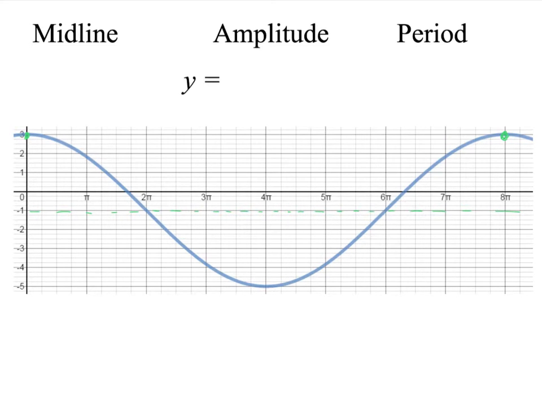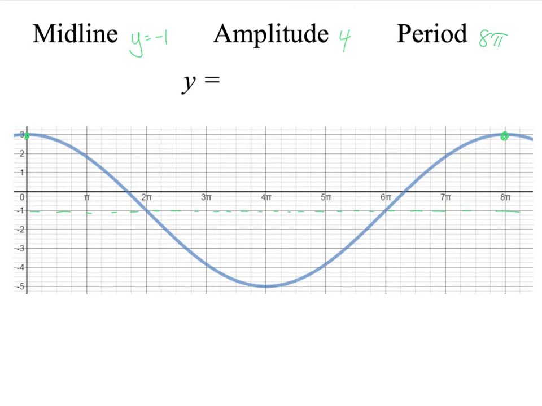Might be hard to see, but again, from -5 to 3 is 8. Half of 8 is 4, so that means going up 4 and down 4 would make an equal distance between the top and the bottom. So it looks like y equals -1 is your midline. Your amplitude, like we said earlier, is up 4, down 4, up 4, down 4. So our amplitude is 4. And our period, well, it looks like one cycle goes to 8 pi. So our period is 8 pi.